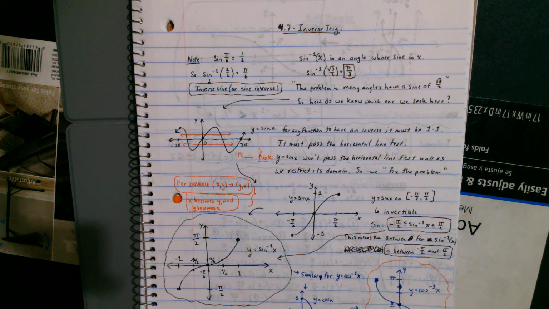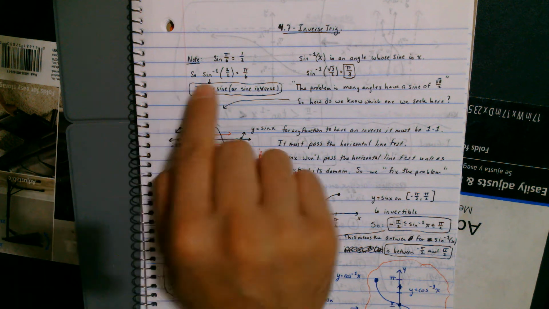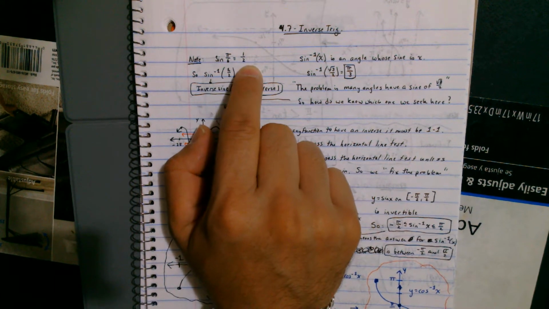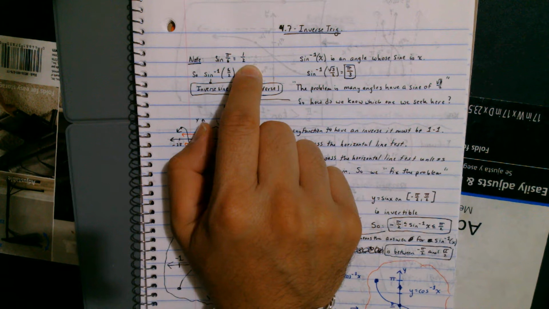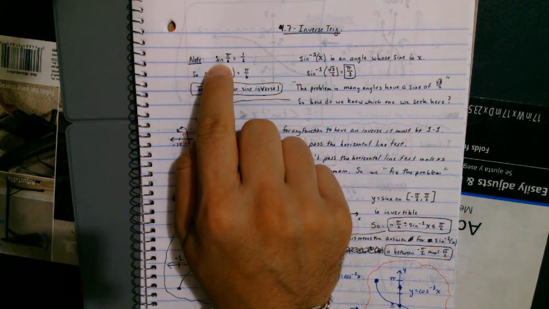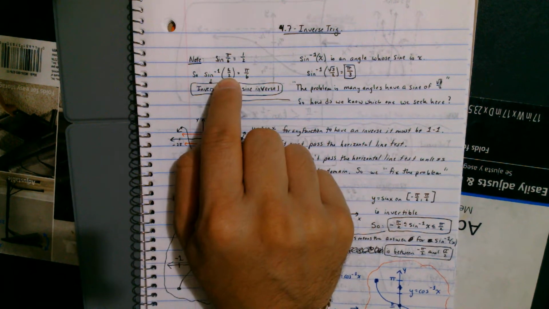So here we are, 4.7. We talk about trig functions, in particular sine. Sine of 30 was 1/2, or sine of pi over 6 is 1/2, opposite over hypotenuse. Remember that. So now, if we want to move this to the other side, we would say that the sine inverse of 1/2 is pi over 6.